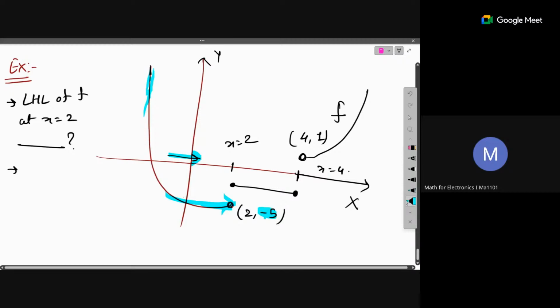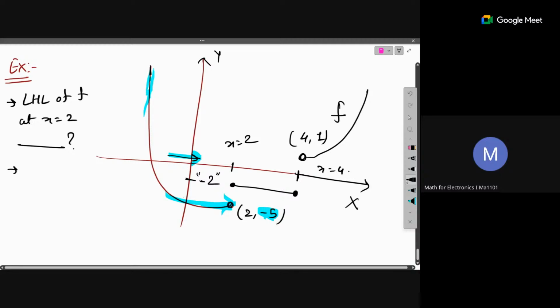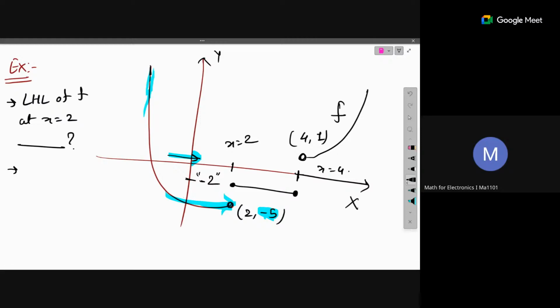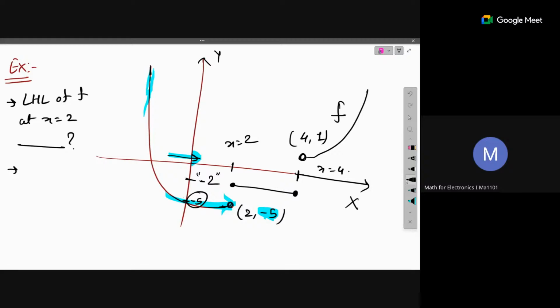Correct, -5. You're right. I should give over here one name, let's take it to be -2. That's fine. Now here the main thing is, approaching toward x equals 2 does not imply that you should take the left hand limit to be -2, because the function is getting closer and closer to -5, not -2. So the left hand limit of f at x equals 2 is nothing but -5.